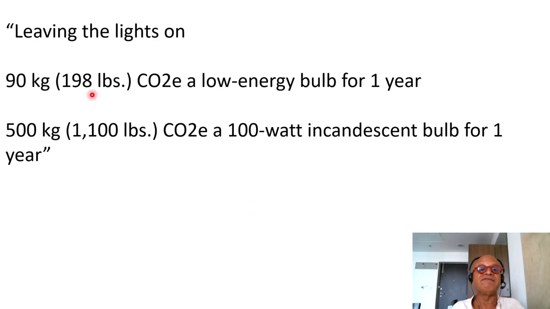Okay, leaving the lights on: 90 kilogram CO2 equivalent if it's a low energy bulb for 1 year. Obviously you don't want to leave the light on for 1 year, but it amounts to that in terms of the many places where we simply leave the lights on and don't even think about it. 500 kilogram CO2 equivalent if it's a 100 watt incandescent bulb for 1 year. Obviously incandescent bulbs are mostly being outlawed in most places, so that's good news.